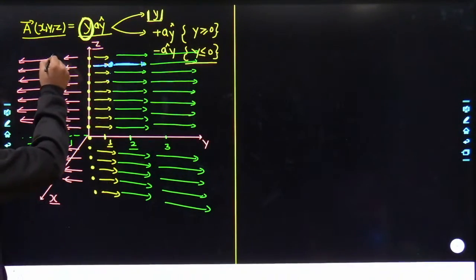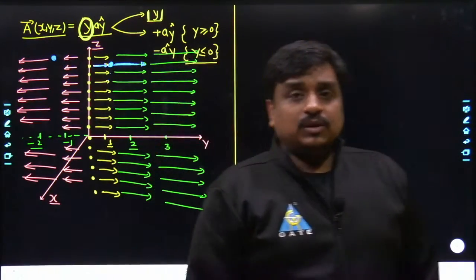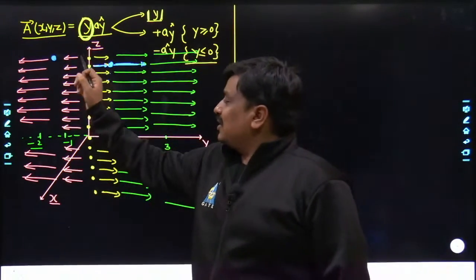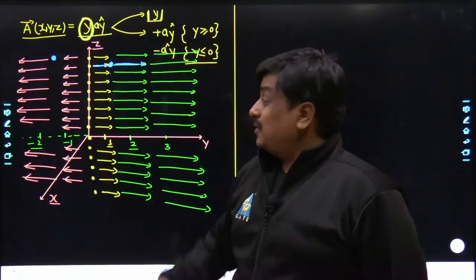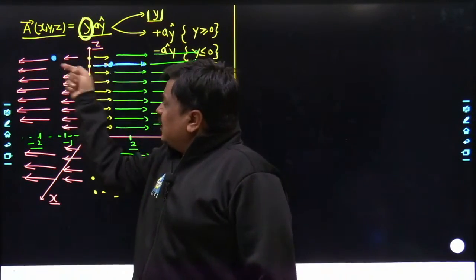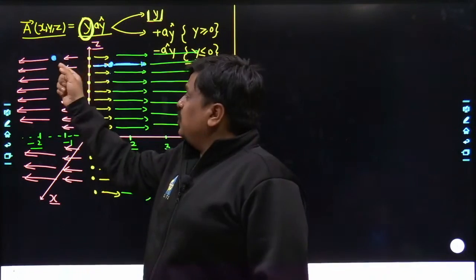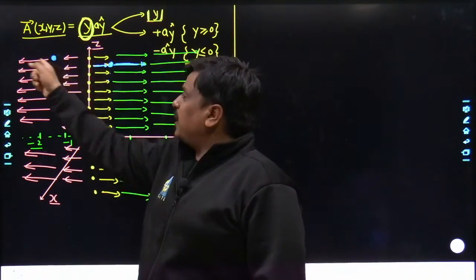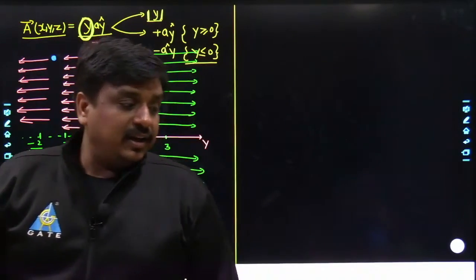Now if I ask about this point, tell me whether the field is getting sourced or synced. I would like to ask each one of you whether at this point the field is getting sourced or synced. My dear friends, again it's getting sourced. Why? You can see very well, the direction is towards minus a y cap. The lesser magnitude is going inside this point and higher magnitude is getting released out. That means again it is sourced.